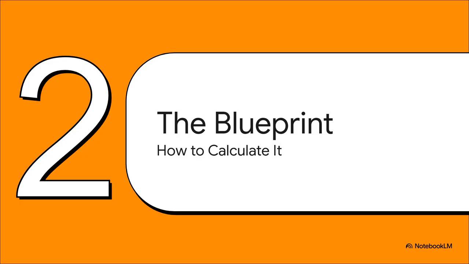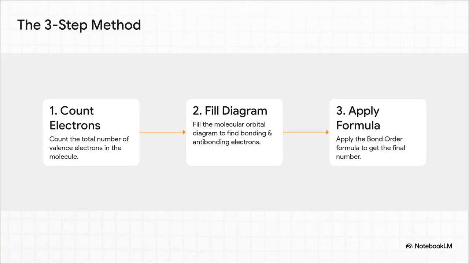Okay, so we know our target, and we know what it means. Now we need a plan, right? A blueprint for how we're going to solve this for every single one of our candidates. And here it is, our simple three-step method. It's really straightforward. First, we just count up the total valence electrons, the outer shell electrons doing all the work. Second, we take those electrons and pop them into a molecular orbital diagram. This just sorts them into our bonding and antibonding buckets. That's what gives us the two numbers we need for our formula. And finally, step 3, we just plug those numbers in and get our answer. So let's put this plan into action.